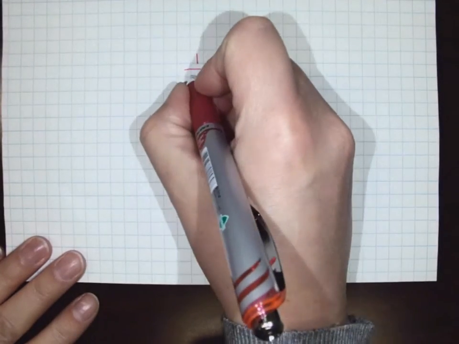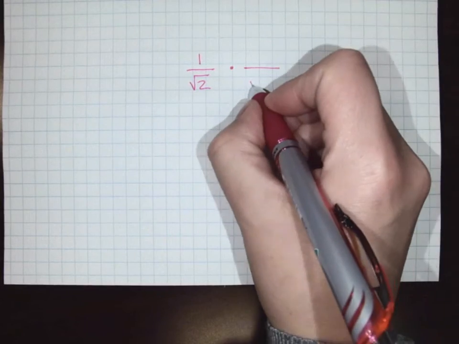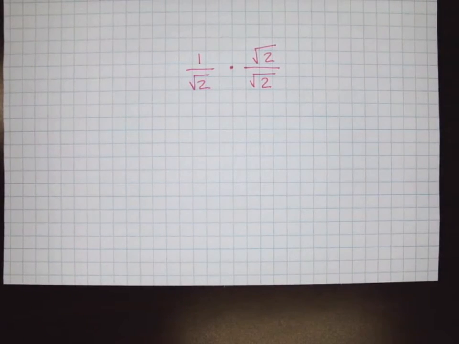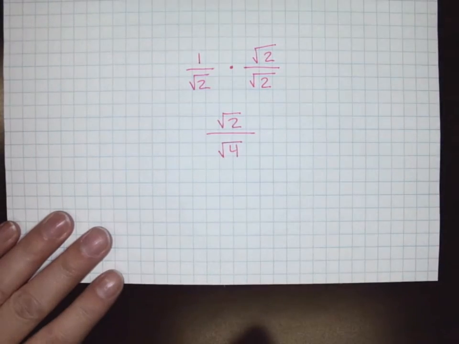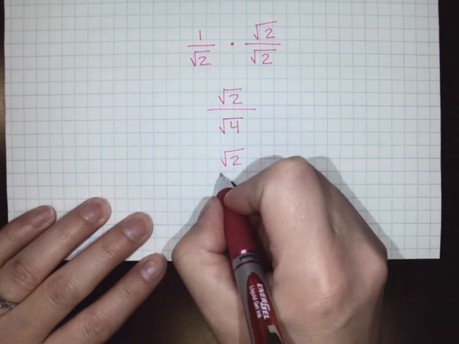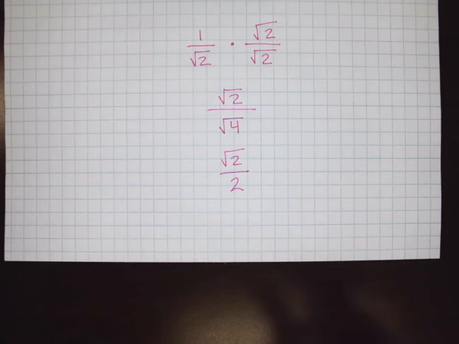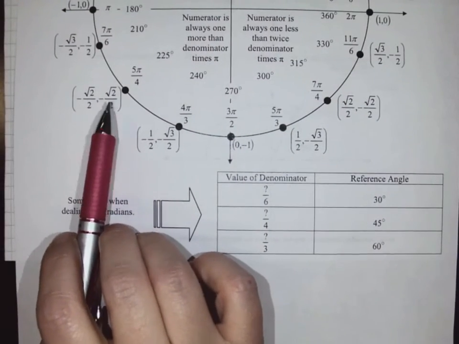So if I have 1 over root 2, how do I get rid of root 2 on the bottom? Times it by root 2. But we don't want to change the value of the fraction, so we have to do it top and bottom. So this is going to be root 2 over root 4. What's the square root of 4? 2. So root 2 over 2. Well, okay, let's go back to the circle. Root 2 over 2 you're going to see on your circle.